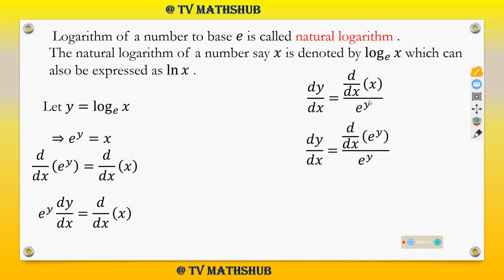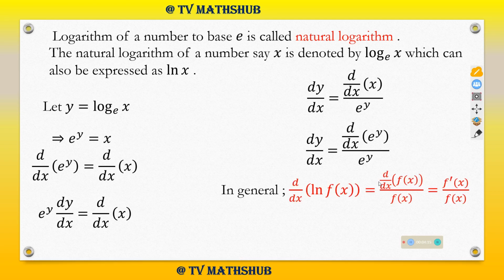So what is e to the power y? e to the power y is x. From this given point here, e to the power y is equal to x. So where there is x, we can easily put e to the power of y. So dy/dx is the same as d/dx of x divided by e to the power of y.